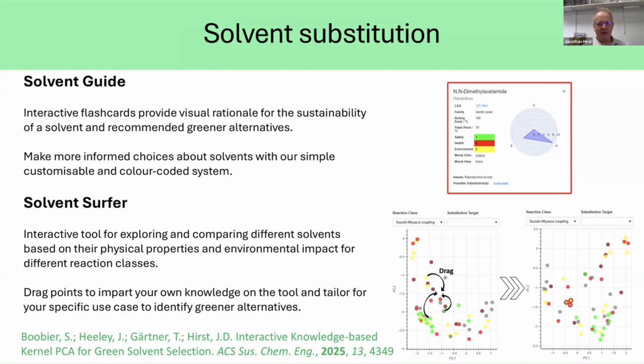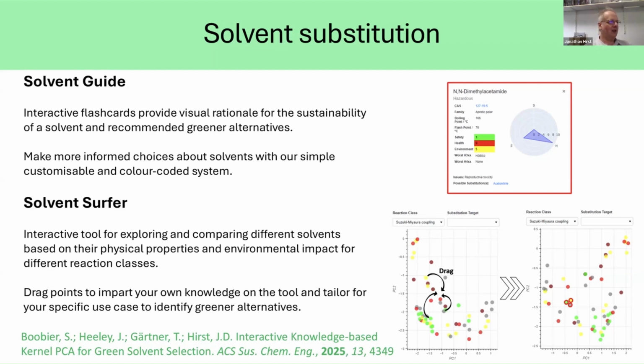You can click on the solvent flashcard, and this will pop up the summary that's shown in the red box there for N,N-dimethylacetamide. And there would be a list of possible alternatives, and you could pick one of those and look at the flashcard for the alternative side by side with your initial choice and decide if the various considerations were covered off by a greener alternative also.